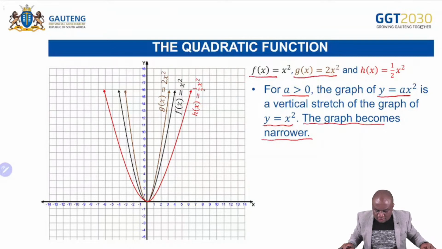For a greater than 0, the graph of y is equal to ax squared is a vertical stretch of the graph of y is equal to x squared. The graph becomes narrower. Can you write the notes for just 1 minute? And then we continue after that. 1 minute.